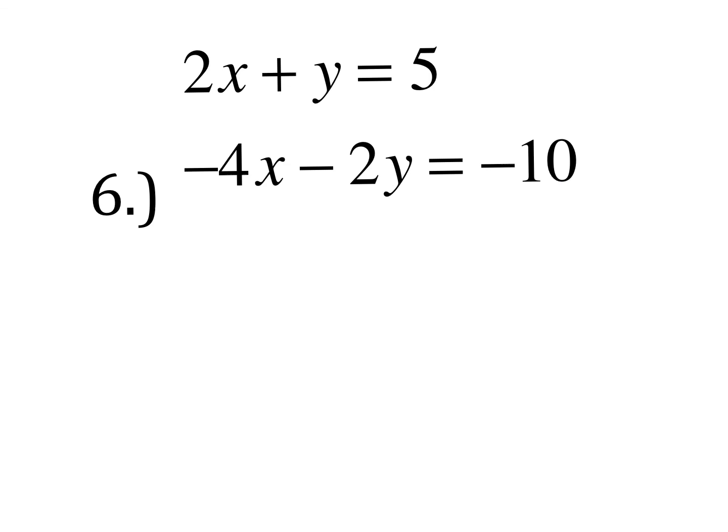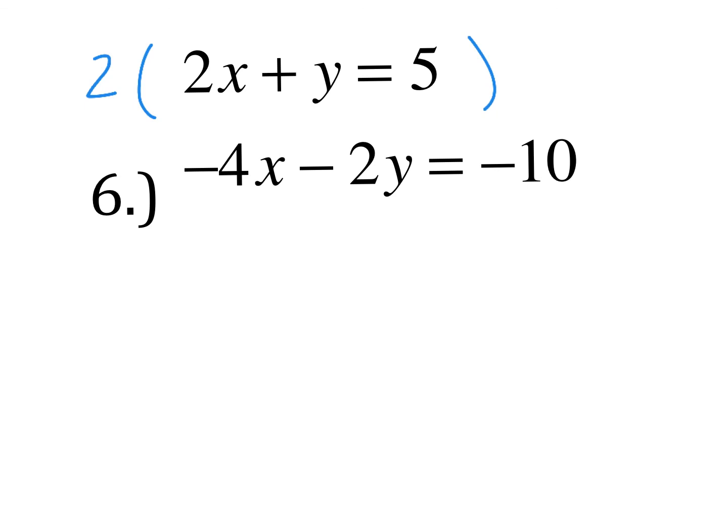Okay, so I'm on number 6 on the back page. It gives you 2x plus y equals 5 and negative 4x minus 2y equals 10. So I'm looking at my x's and my y's again, trying to figure out which one I want to eliminate. Both of them are actually fairly easy. We can eliminate the x's easily by multiplying the first equation by 2 to get a 4 in front of our x. Or we can eliminate the y's also. So let's eliminate the x. We're going to multiply this top equation by 2.